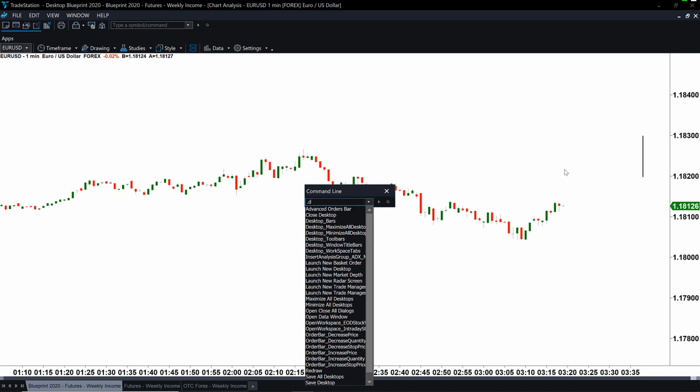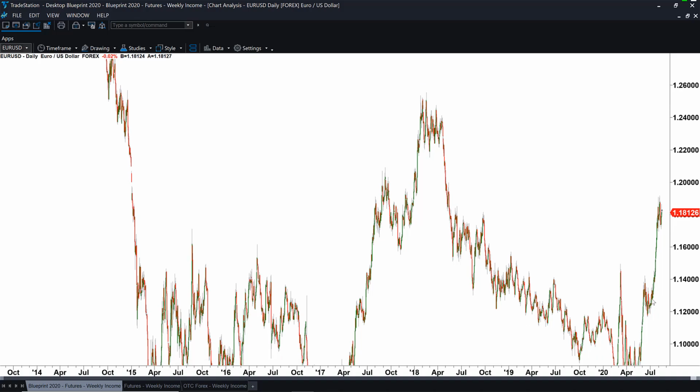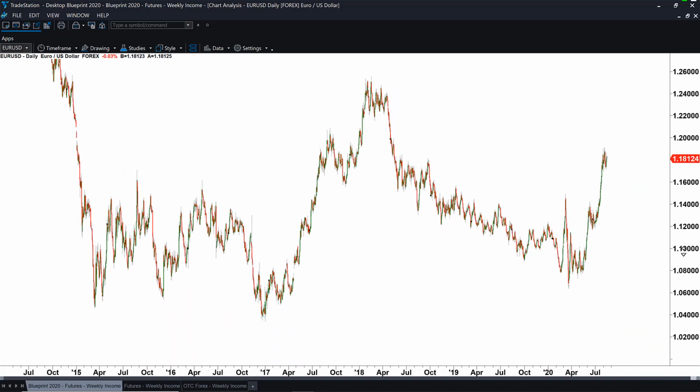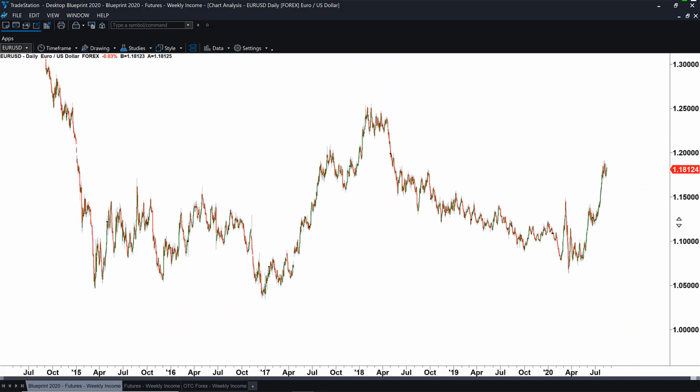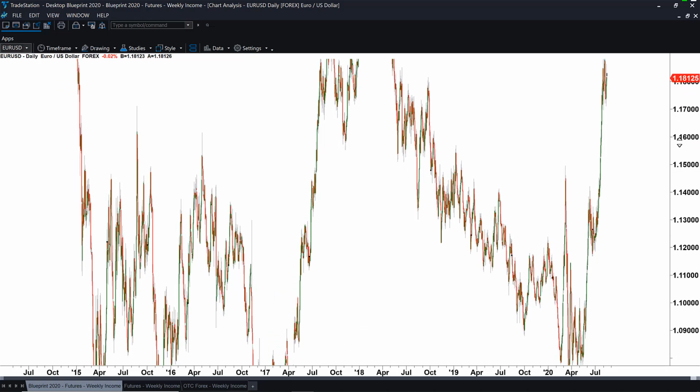So if I now go to a daily chart and I zoom out a little bit, you will now see different kinds of moves, right? You will now see 100 pips. Okay, so from 1.17 to 1.16, this is 100 pips, right? Because the second decimal represents 100 pips. So every move in the second decimal represents a move in 100 pips.